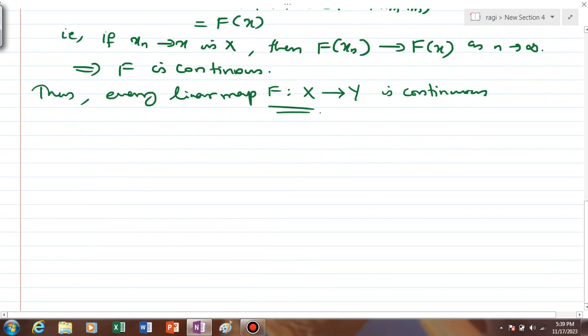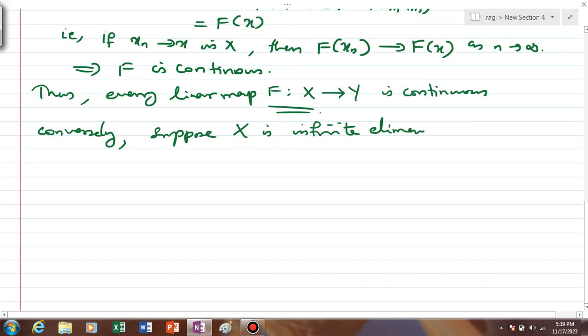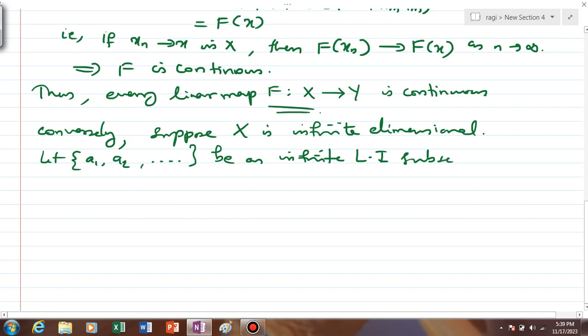Conversely, suppose X is infinite dimensional. Since X is infinite dimensional, we can take an infinite linearly independent subset of X. Let the set a1, a2, etc. be an infinite linearly independent subset of X. This is possible since X is infinite dimensional.